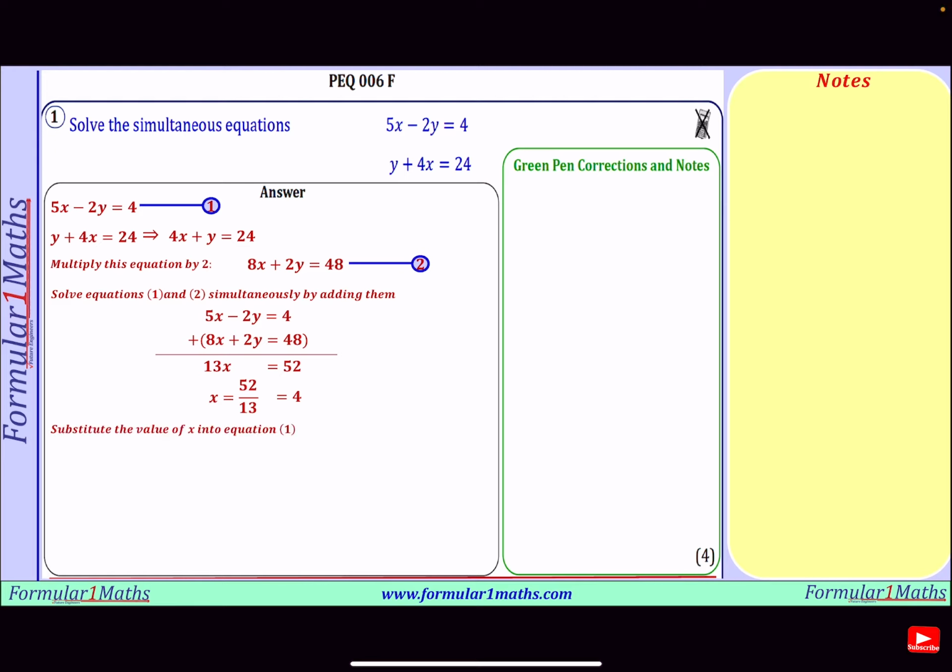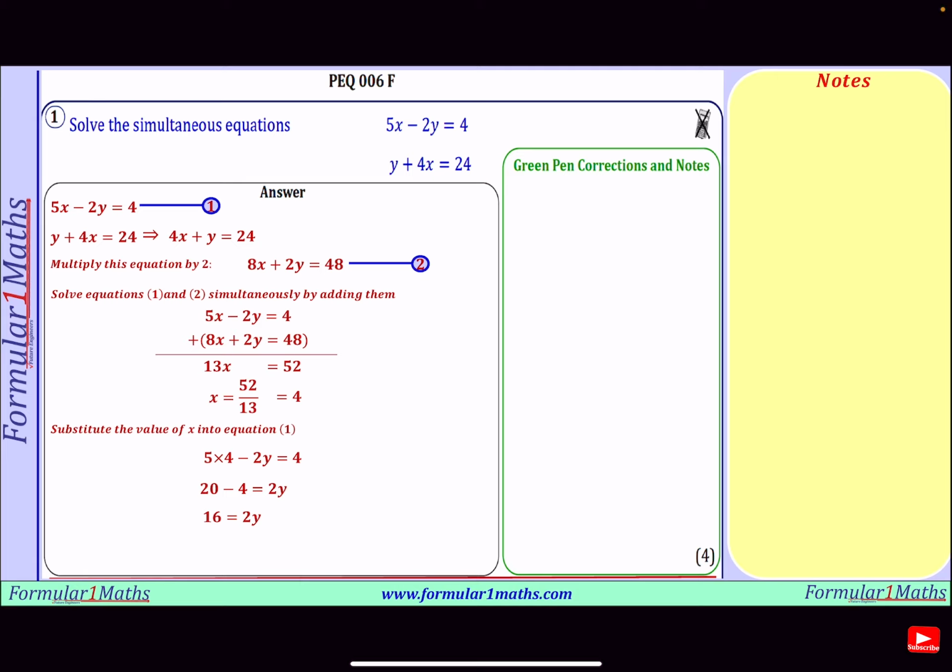Then we can substitute the value of x into equation 1, and this is what we get. 5 times 4 minus 2y is equal to 4. Simplify that, you get 20 minus 4 is equal to 2y, because we are bringing this 4 to that side and taking minus 2y to this side. So minus 2y becomes positive and plus 4 becomes negative over here. If I simplify that, I'm going to get 16 is equal to 2y.